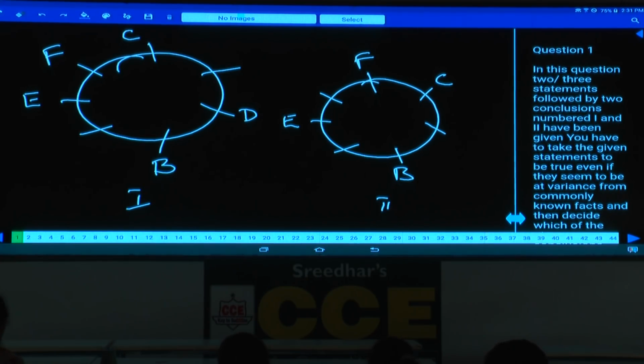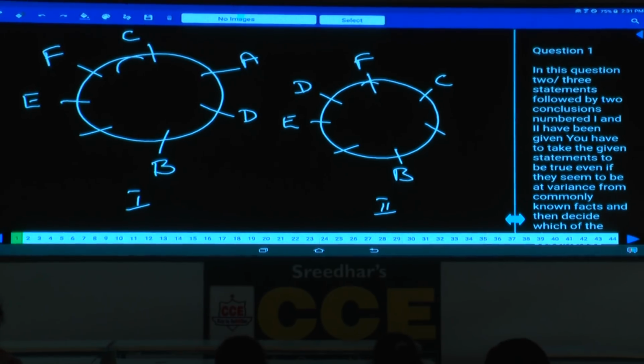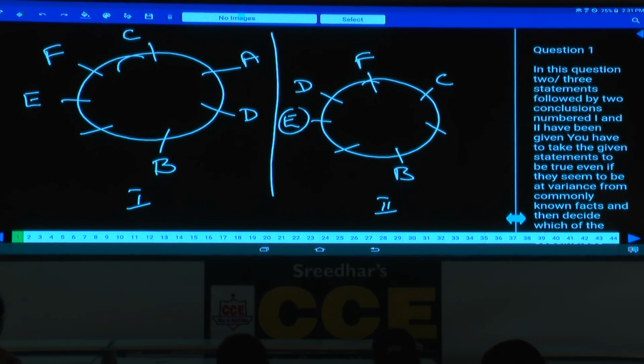Only one person between C and D. Here one person between C and D, so D must be here, isn't it? A is an immediate neighbor of D. In case 1, A will be here. But in case 2, A being an immediate neighbor of D is not at all possible, because E and F are the neighbors of D. And the second case is completely ruled out. Now we are left with only one. Then who is the person left over here? G is the person left over.